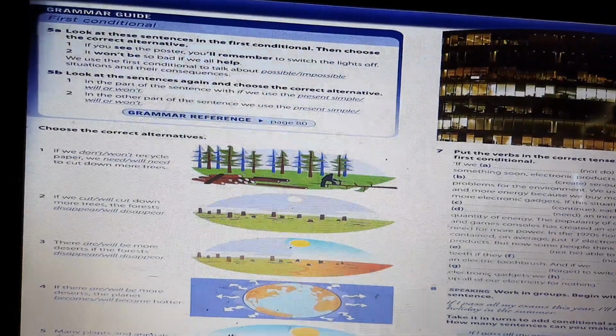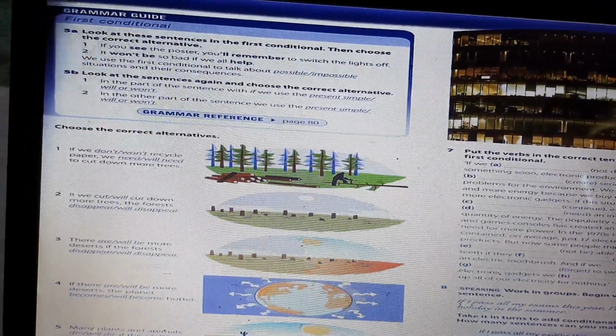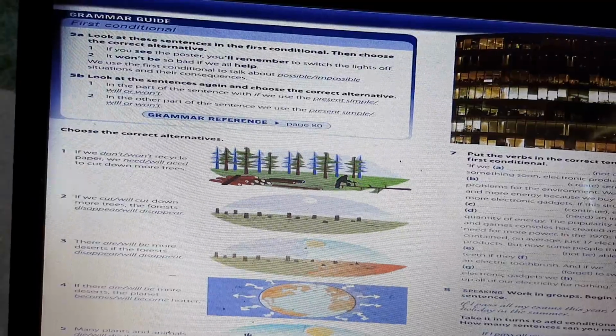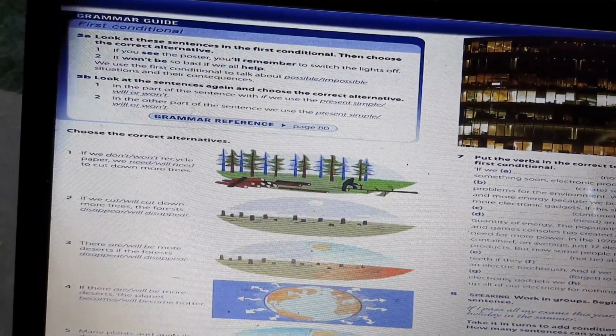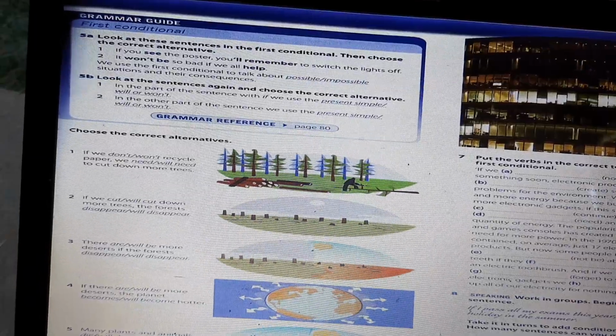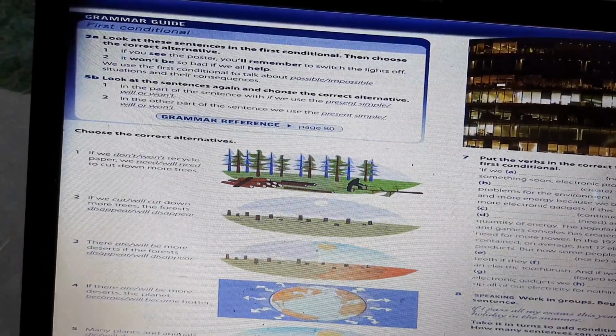Now we are back again. Look at this question. Choose the correct alternative. Number 1, if we don't or won't recycle paper, we need or we will need to cut down more trees.